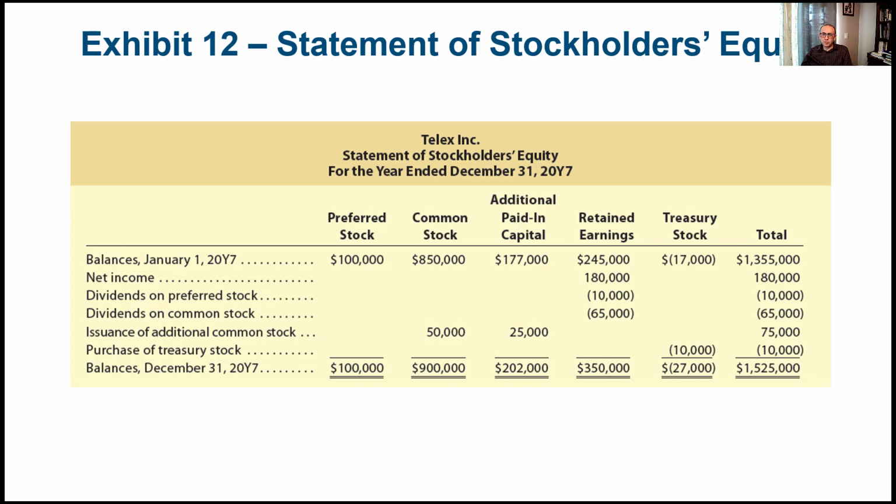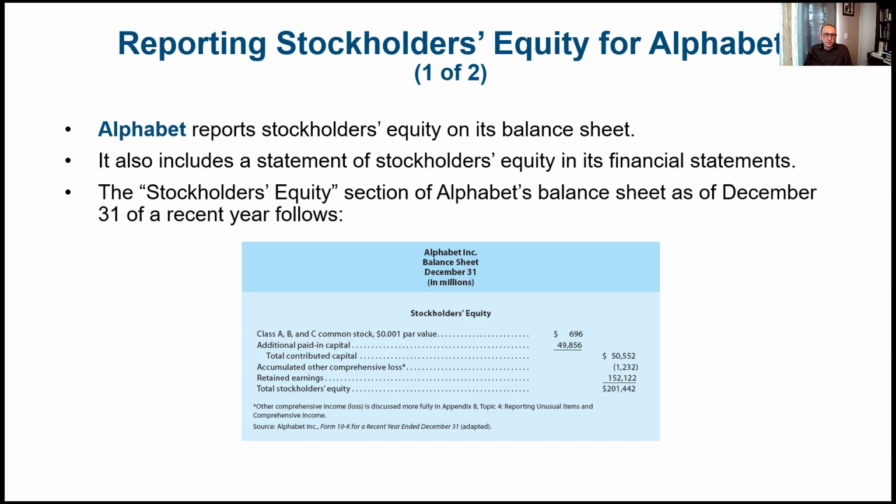So let's see an example for Alphabet, which is Google's company. Alphabet reports stockholders' equity on its balance sheet. It also includes a statement of stockholders' equity in its financial statements. The stockholders' equity section of Alphabet's balance sheet as of December 31st of a recent year looks like that. So we have the stockholders' equity for the balance sheet.